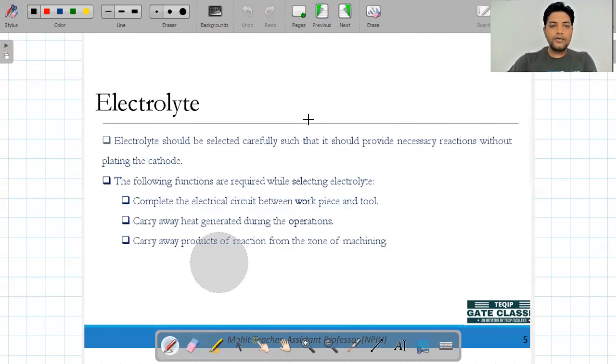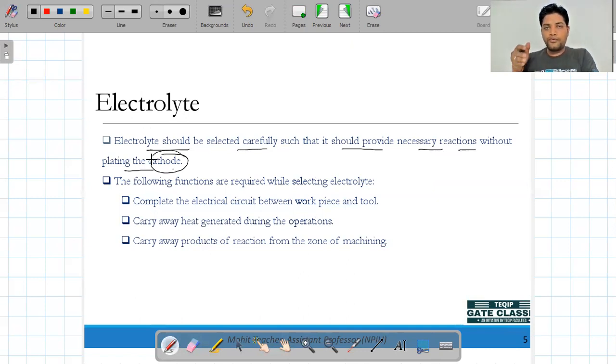Okay, so next we can discuss two things. First is the electrolyte, and second is the functions or characteristics of the ECM tools. Electrolyte should be selected carefully such that it provides the necessary reaction without plating the cathode. Before the negative ion starts releasing from the tool part, the electrolyte should release its own ion. So we have to keep this in mind while selecting the electrolyte.